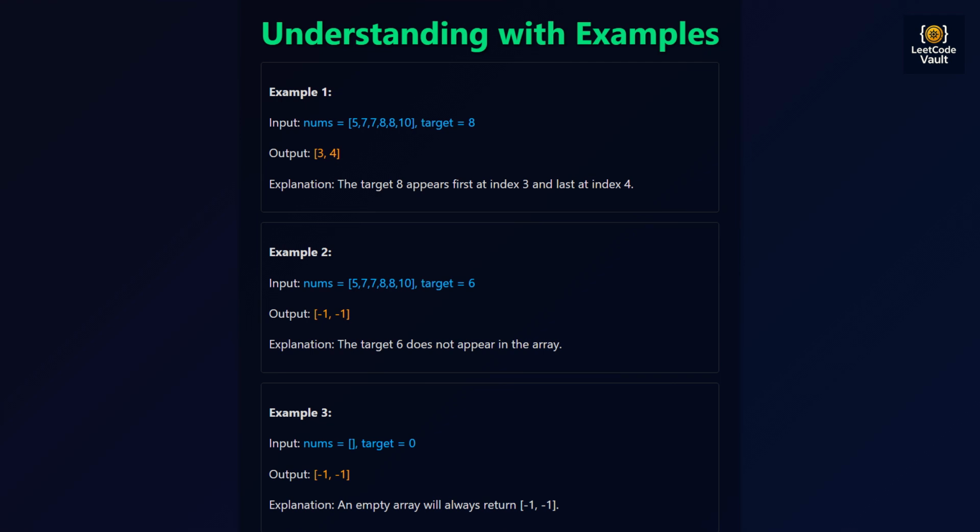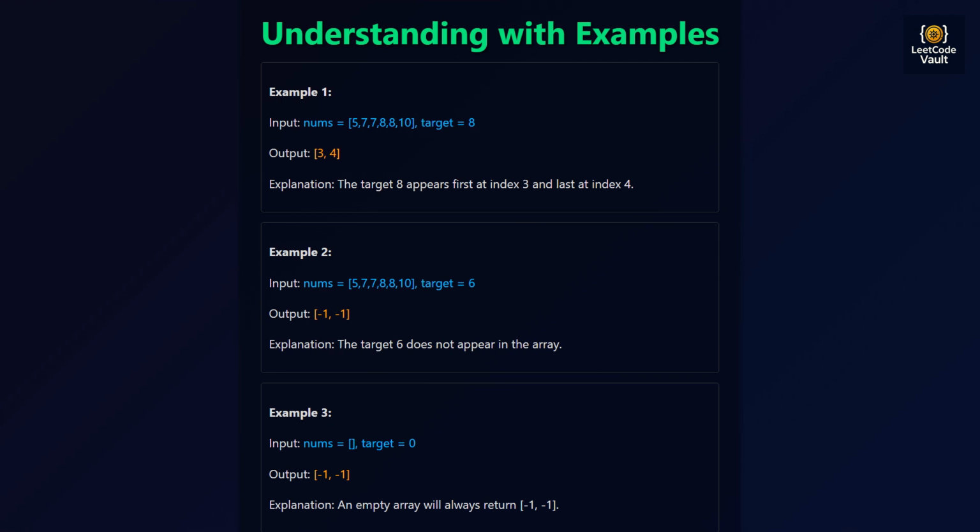Now let's consider another example. 5, 7, 7, 8, 8, 10, with a target of 6. In this case, the target isn't present, so we'd return -1, -1. Finally, let's try one more. 2, 2, with a target of 2. The answer would be 0, 1.